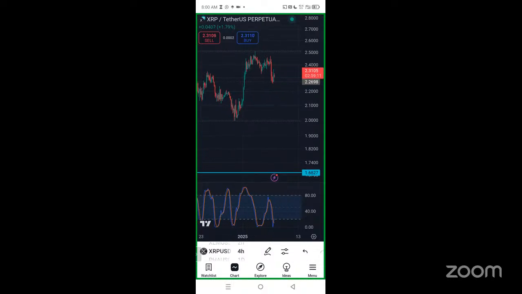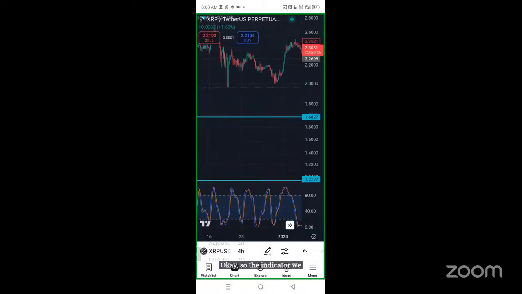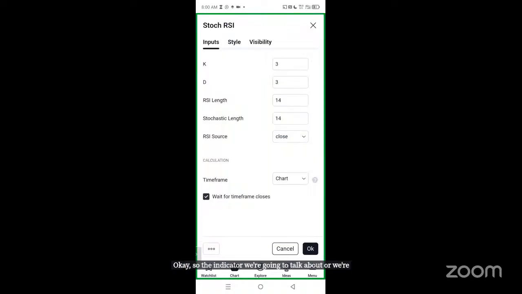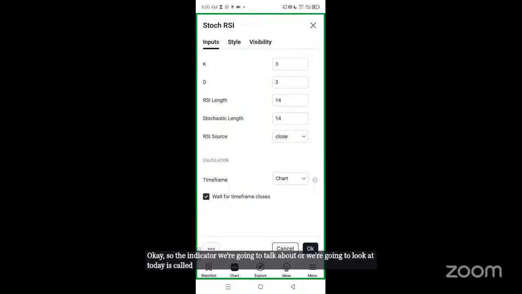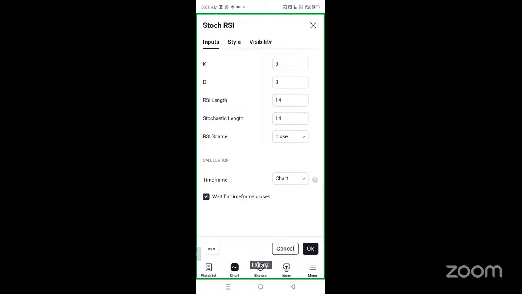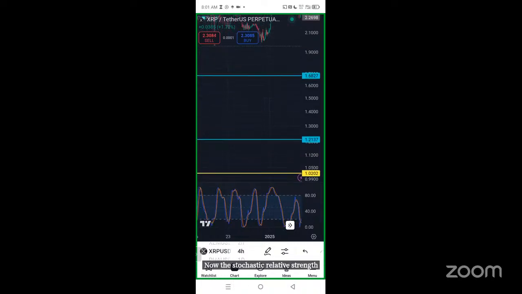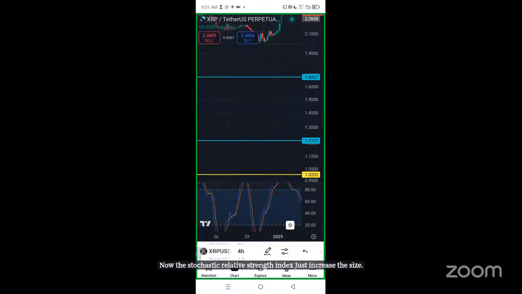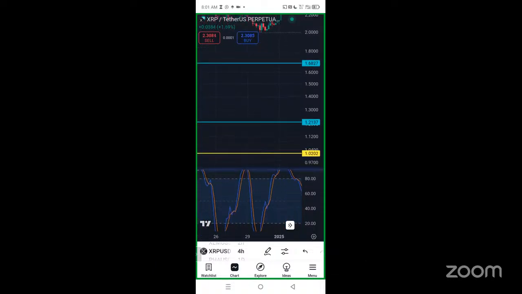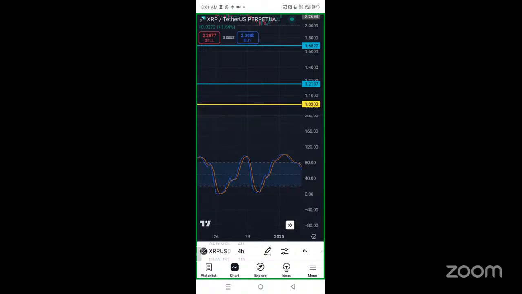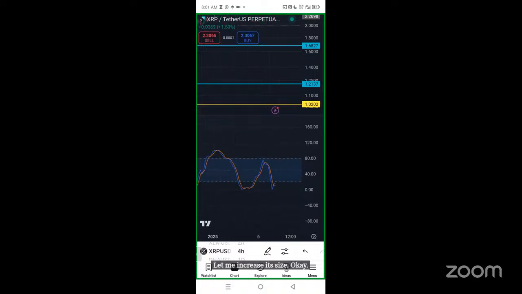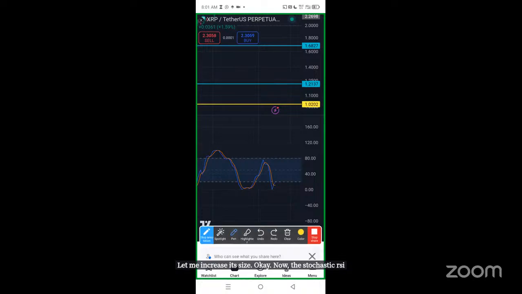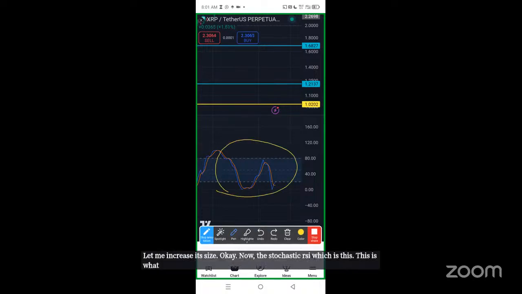Okay, so the indicator we're going to look at today is called the Stochastic Relative Strength Index. Okay, now the Stochastic Relative Strength Index, just increase the size. Okay, now the Stochastic RSI, which is what we're going to look at, the Stochastic RSI.